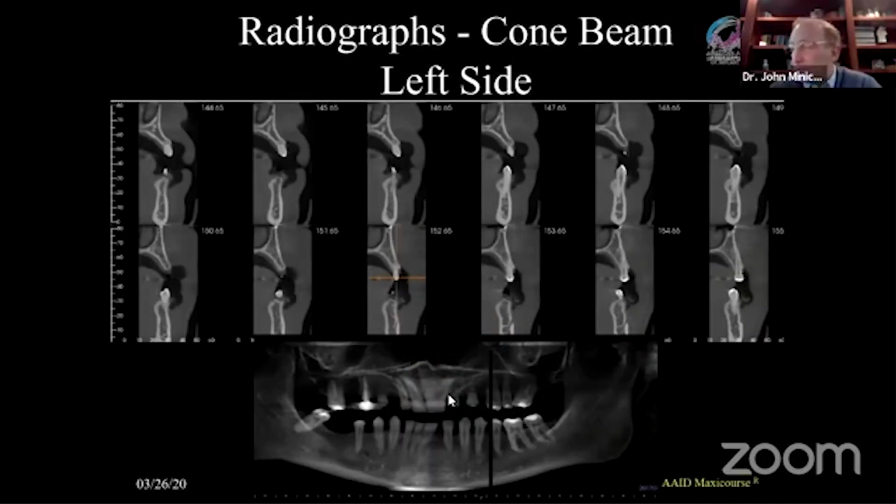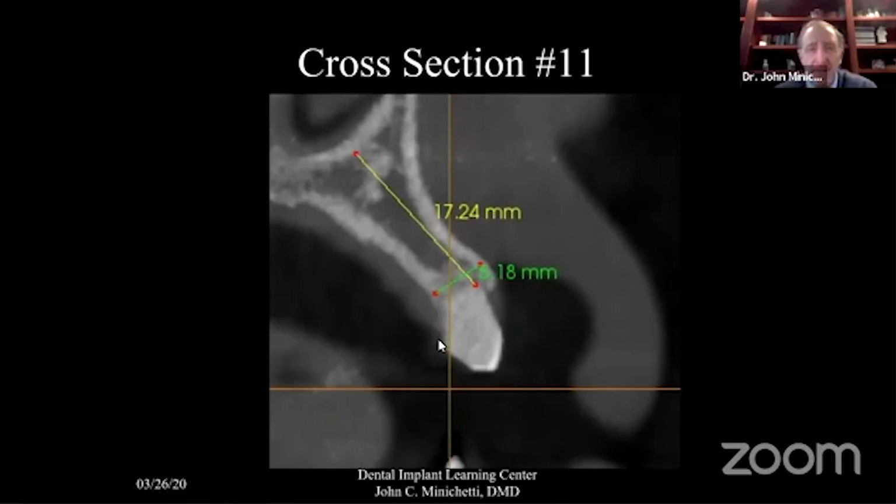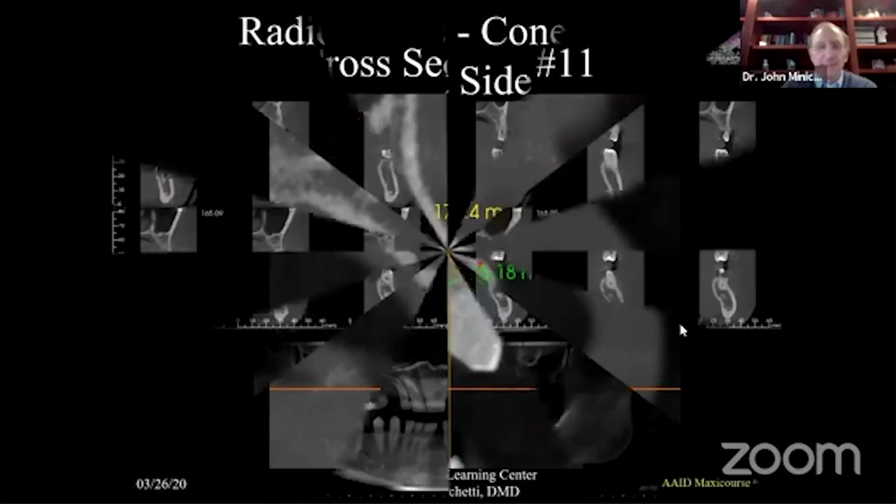And if we take a look at some of the cross-sectional images on the upper left side, we can look at images in the areas number 10 and number 11. In number 10, we have the retained G, and we have a 4.9 millimeter width, which gets more narrow as we go apically, but still 16 millimeters of length. In the area of number 11, where the primary tooth is still retained, we have a 5.1 millimeter width with a 17.24 millimeter length.